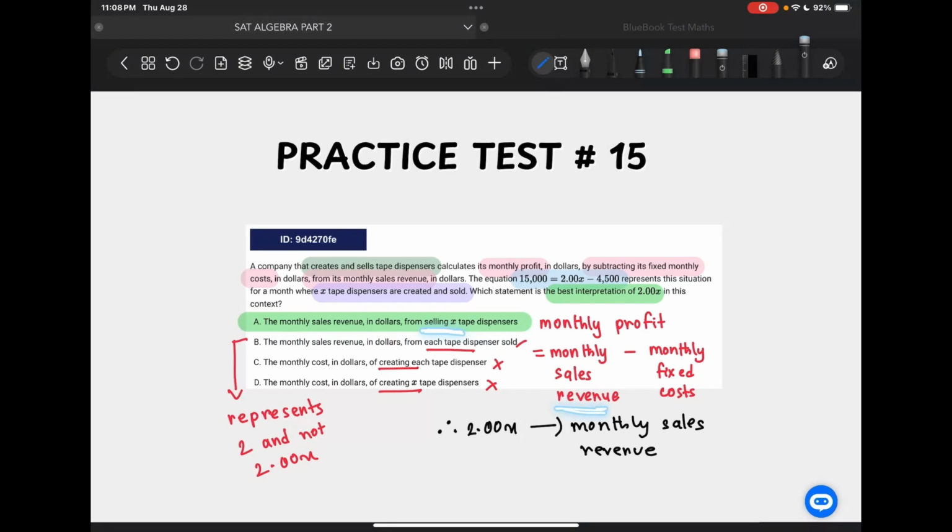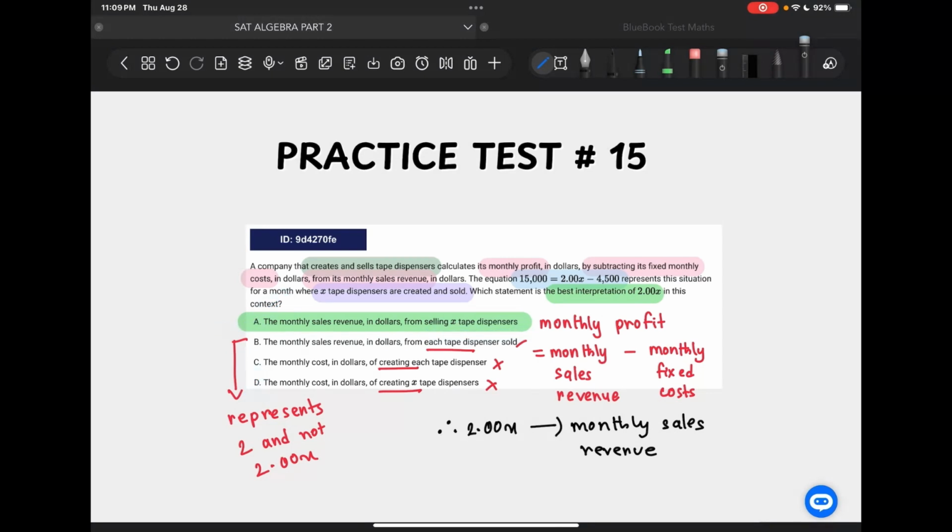Because this is the revenue. If it was the fixed cost, it would have said making, creating. So as you can see, the difference between option D and option A is that here it is saying selling and here it is saying creating. Since we are selling, it's the revenue from selling the tape dispensers. Okay, so A is the answer, D is not the answer.